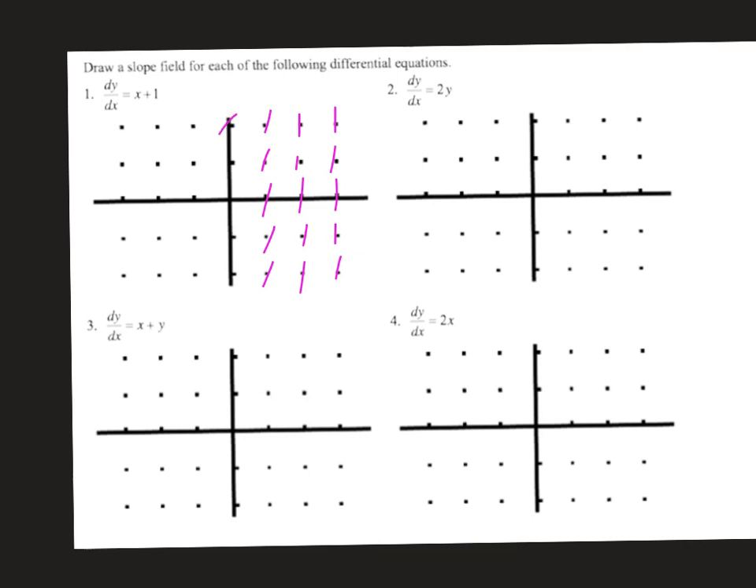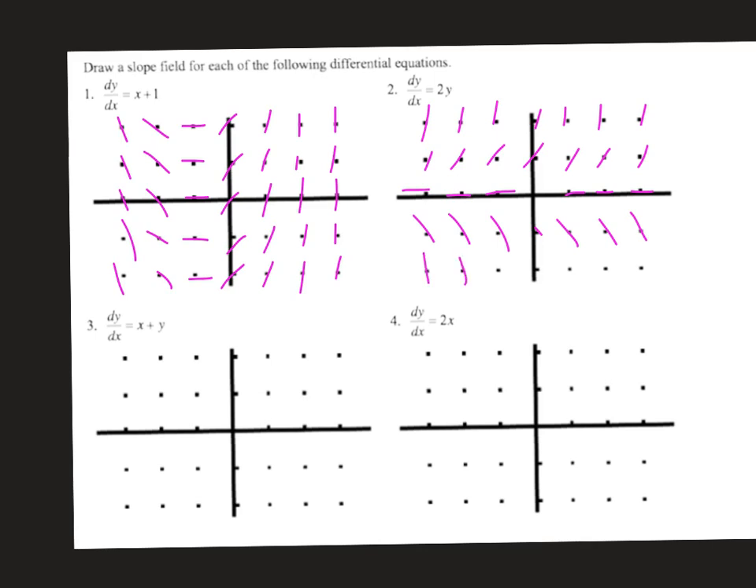When x is 0, the slope is 1. When x is -1, the slope is 0. When x is -2, the slope is -1. And then -2. Something like that. When y is 0, the slope is 0. When y is 1, the slope is 2. And then the slope is 4. And then the slope is -2. And then -4.